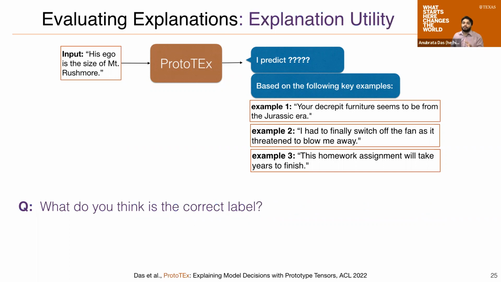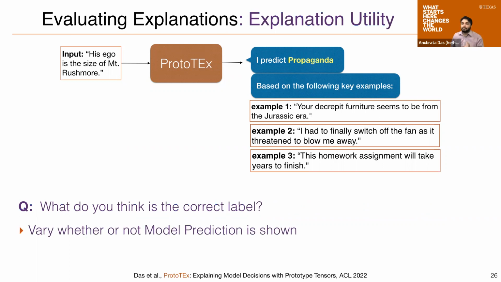And note that here we also vary a certain prediction outcome, where we show some set of users that the model has predicted this text as propaganda or not, and some set of users do not see the model prediction.